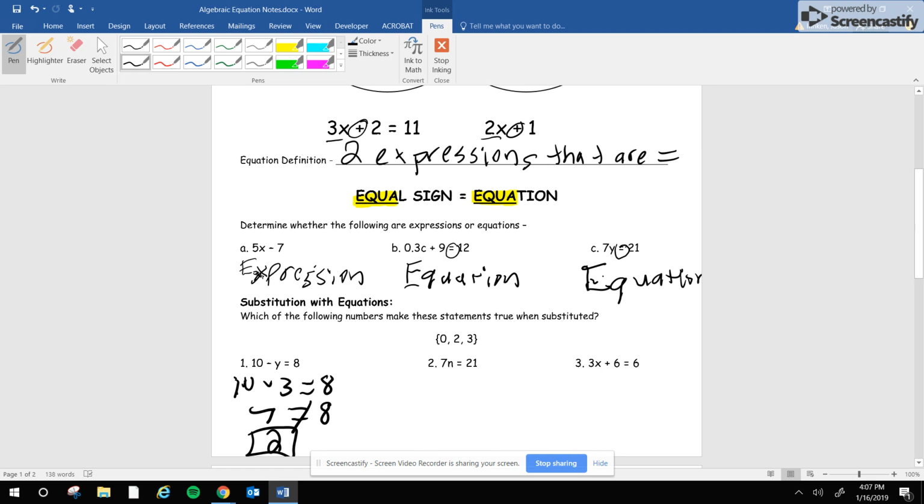Okay? So on number 2, we're going to substitute, once again, 0, 2, and 3 into this equation, which was 7 times n equals 21. Since we're multiplying, we have a coefficient. We're going to use parentheses to represent our multiplication. So we're going to take 7 times 0, which is 0, and 0 does not equal 21.